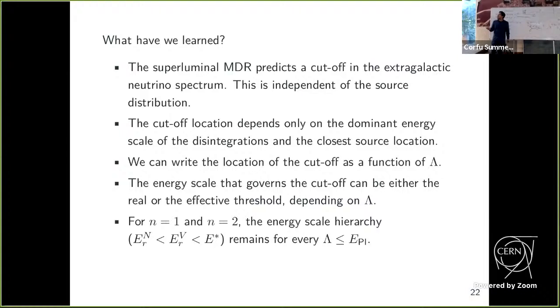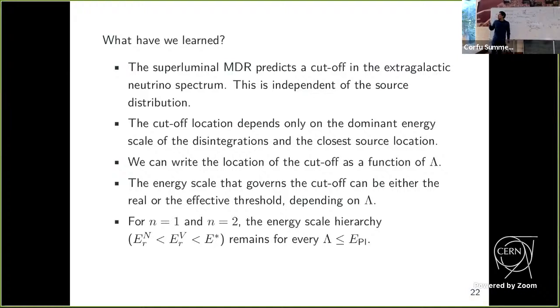Secondly, we can write the location of the cutoff as a function of the new physics energy scale through the definition of the threshold, which depends on the scale of new physics. Then the energy scale that governs the cutoff can be either a real or an effective threshold. I mean, the dominant threshold can change, as we have seen, as a function of the scale of new physics. But fortunately, for all the scales of new physics below the Planck scale, which are the interesting ones, the relation doesn't change. The hierarchy of the energy scales is always the same.